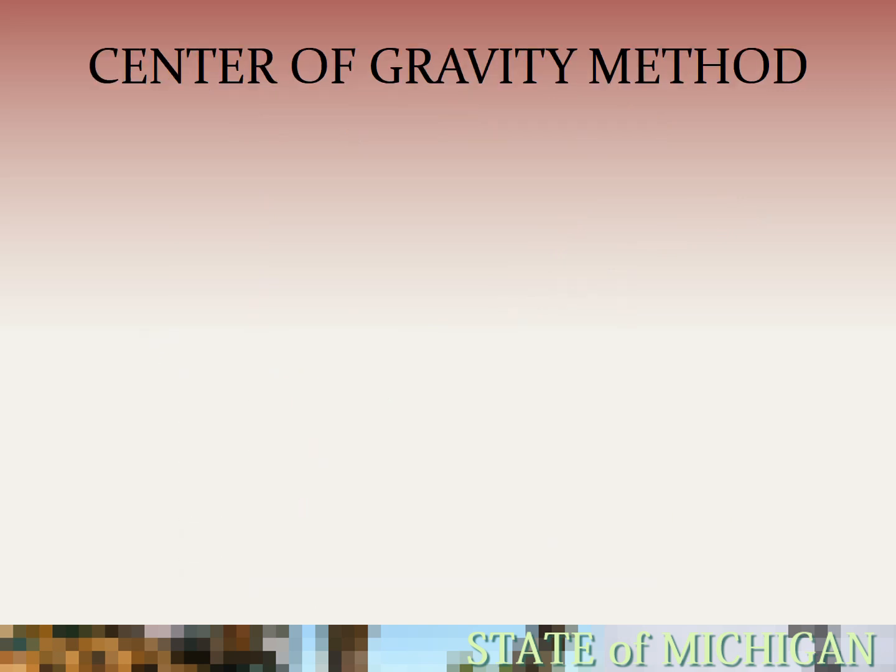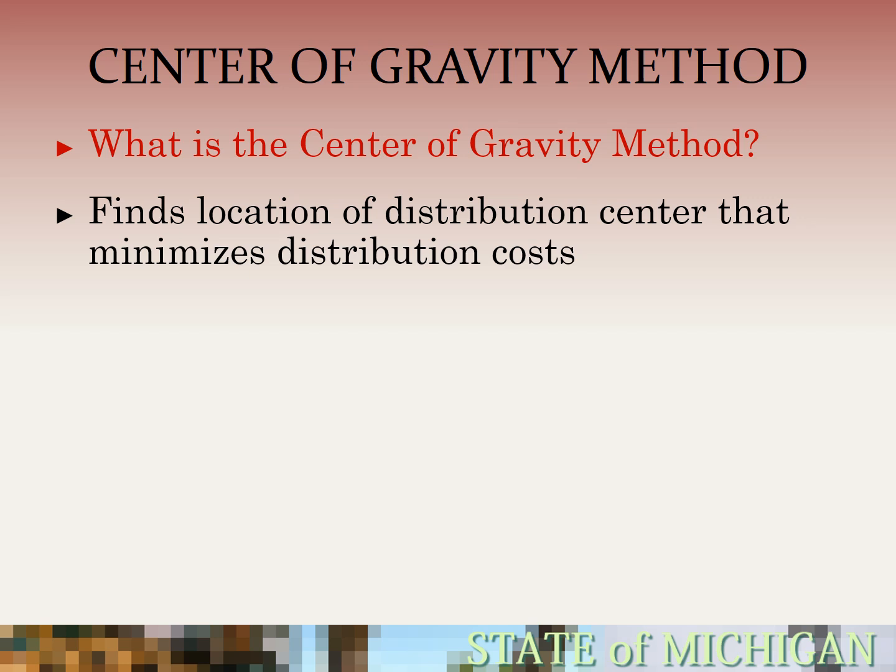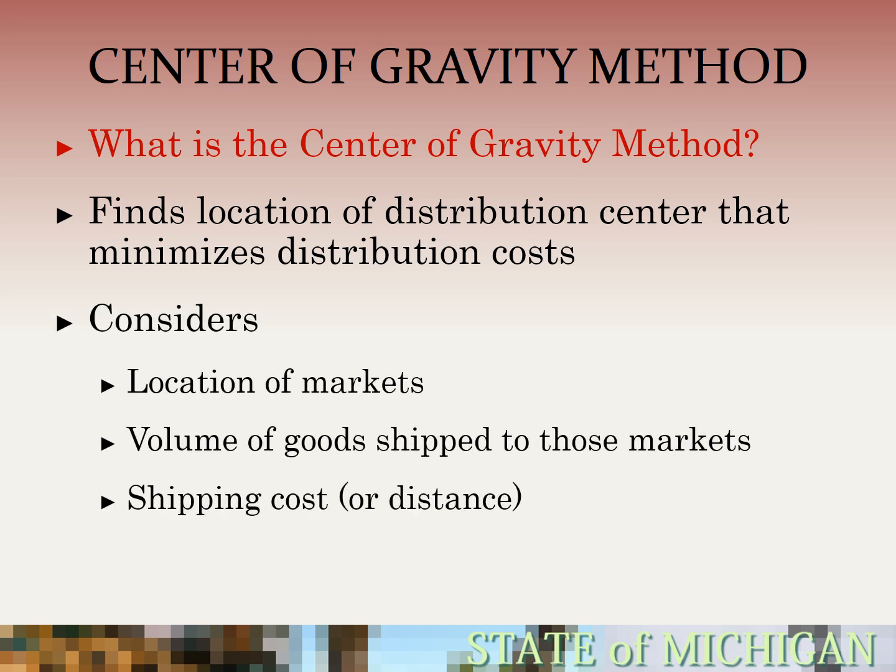There's also what's called the center of gravity method. This finds location of distribution center that minimizes distribution costs. It considers the location of the markets, the volume of goods shipped to those markets, and the shipping cost or distance.